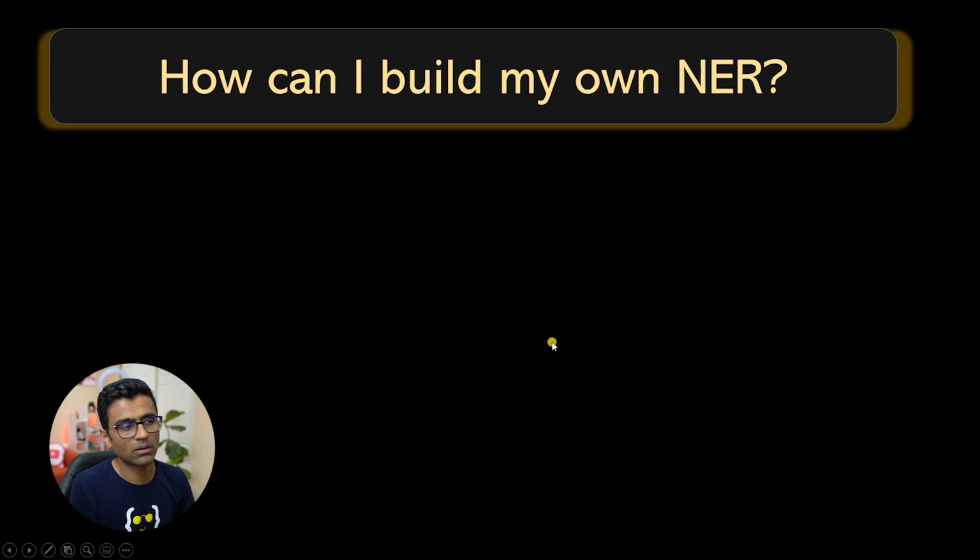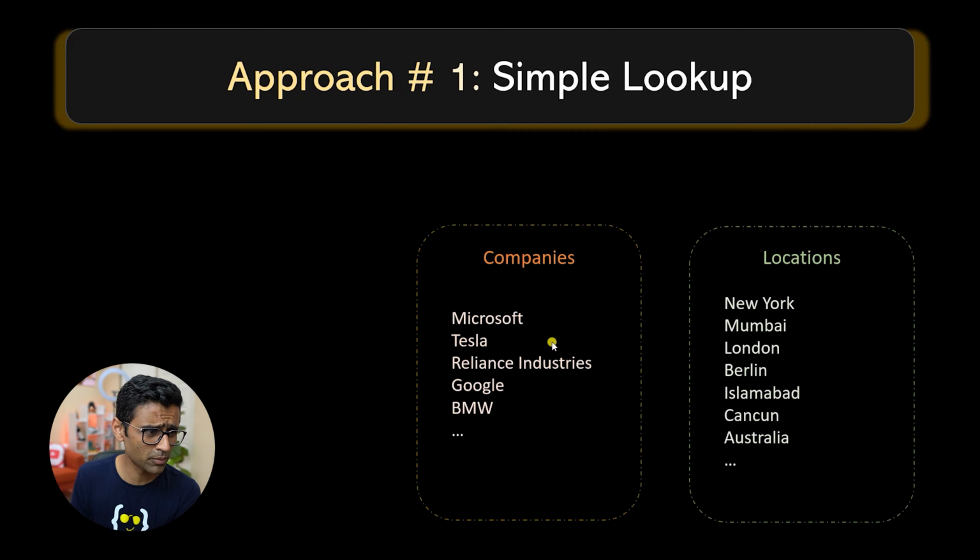So I'm going to go very brief into that. How can I build my own NER? The first approach is simple lookup. Some people say this is not NLP. This is a simple hard-coded approach. You can have a database of companies, location, drugs. And as you get more companies or location or drugs in your vocabulary, you have a process where an operator manually adds that entity into these databases. And when you look at the tags and tokenize it, you do comparison. It's a very naive approach, but it works.